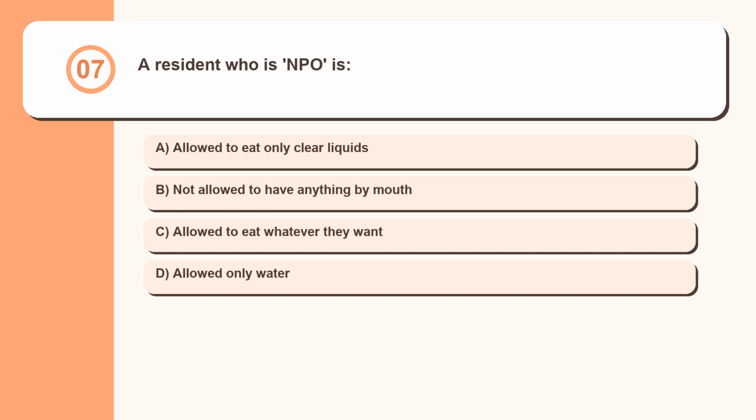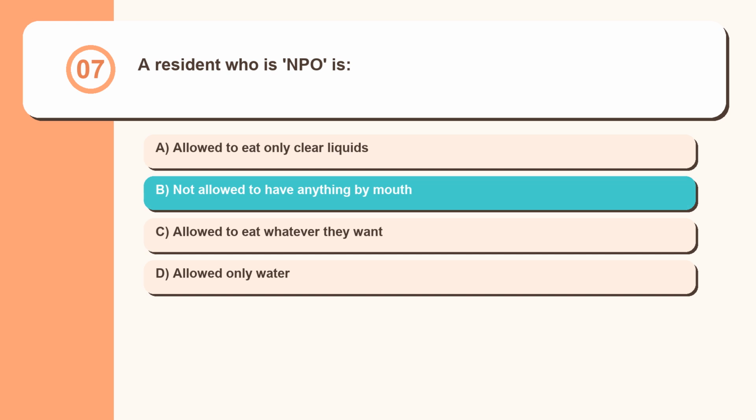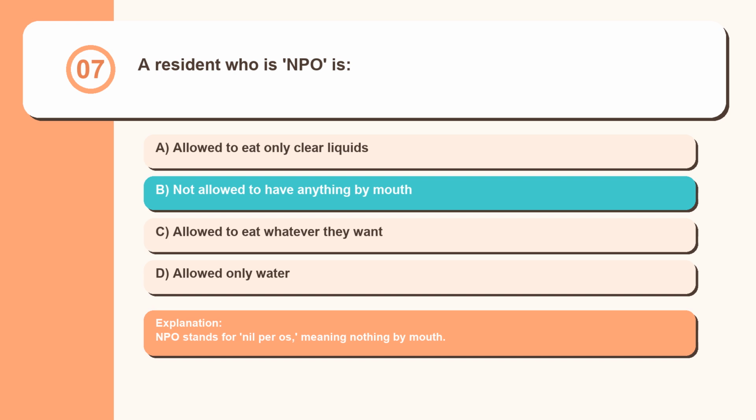Question 7. A resident who is NPO is allowed to eat only clear liquids, not allowed to have anything by mouth, allowed to eat whatever they want, allowed only water. NPO stands for nil per os, meaning nothing by mouth.